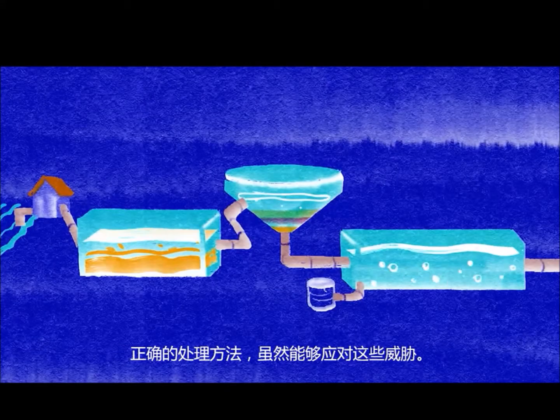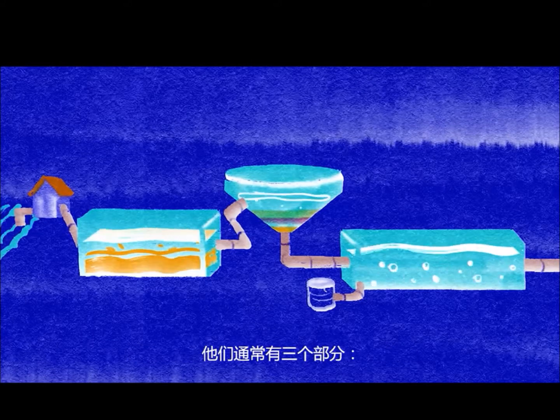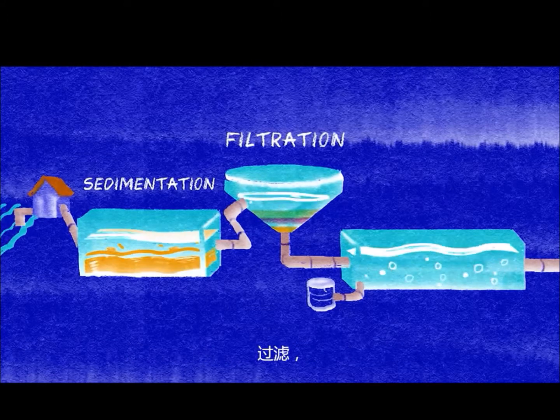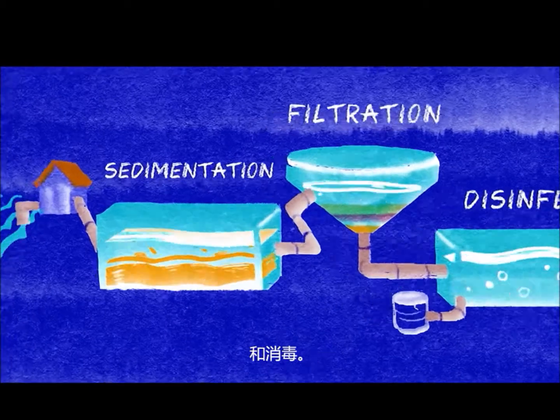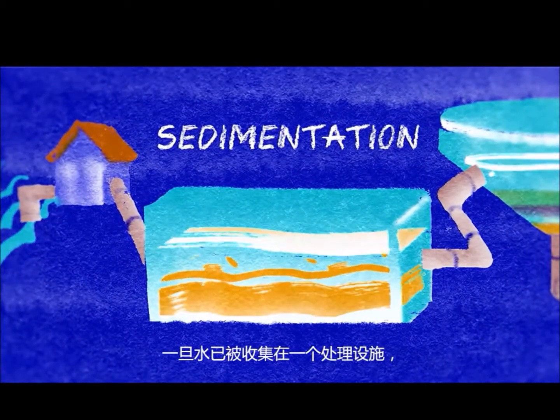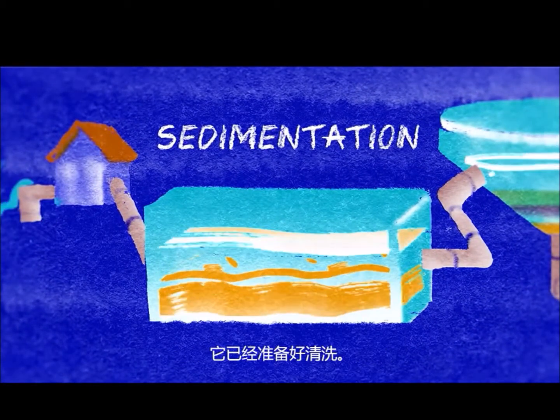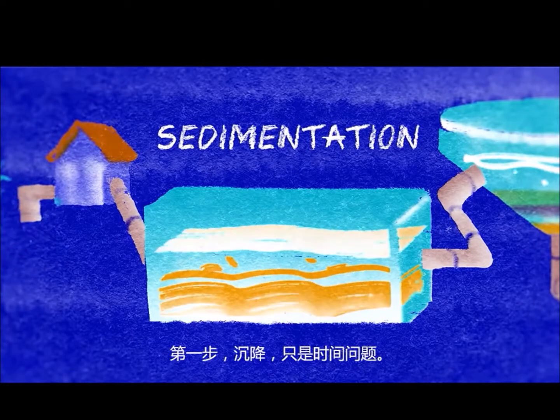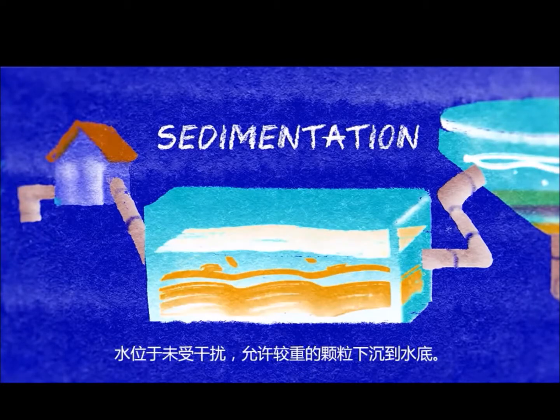Proper treatment processes, though, can address these threats. They usually have 3 parts: sedimentation, filtration, and disinfection. Once water has been collected in a treatment facility, it's ready for cleaning. The first step, sedimentation, just takes time. The water sits undisturbed, allowing heavier particles to sink to the bottom.